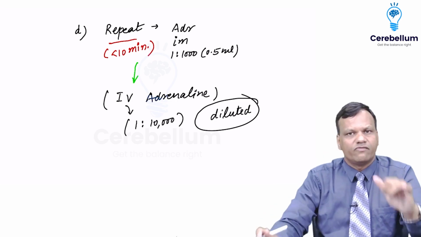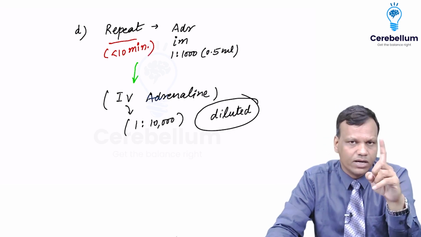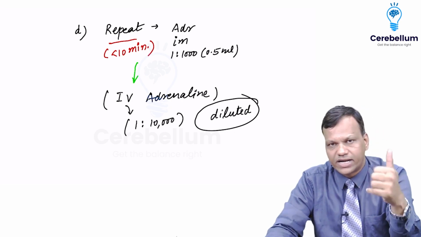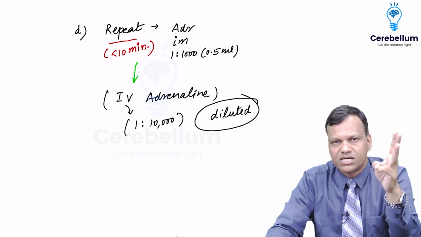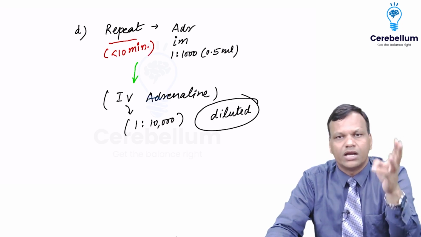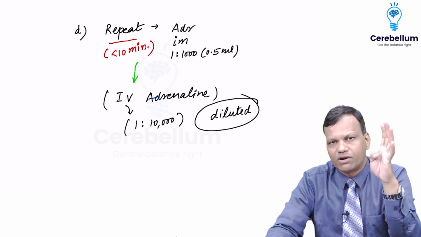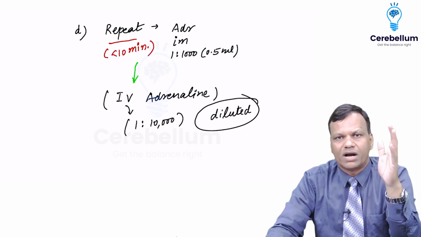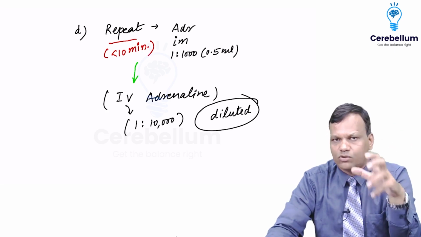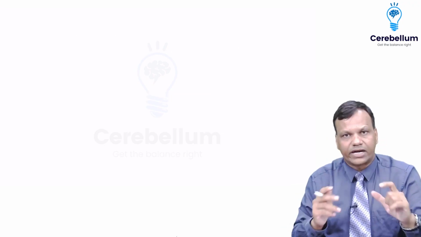So remember 5 points about adrenaline and anaphylactic shock. Number 1, drug of choice for anaphylactic shock, adrenaline. Number 2, route of choice, intramuscular. Number 3, concentration of choice, 1:1000. Number 4, if the first dose fails, repeat, same dose, same route. And number 5, if the second dose also fails, then give intravenous but diluted, 1:10,000. Okay, so that is about adrenaline and anaphylactic shock.